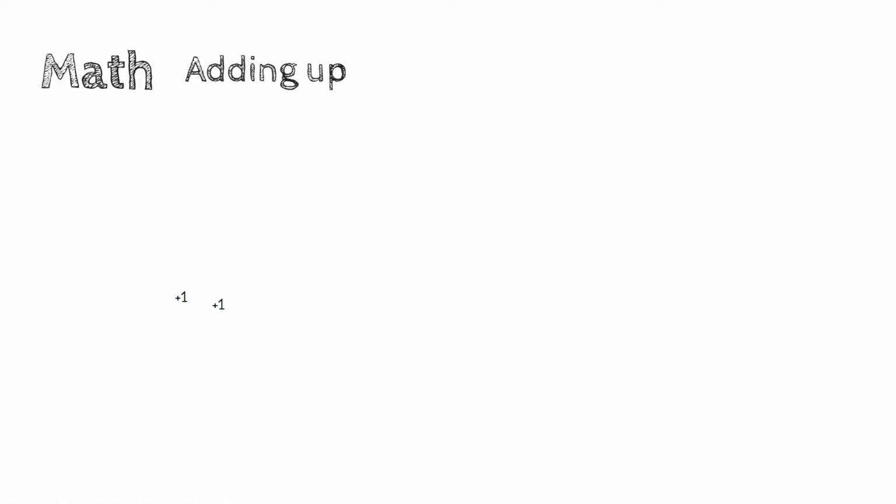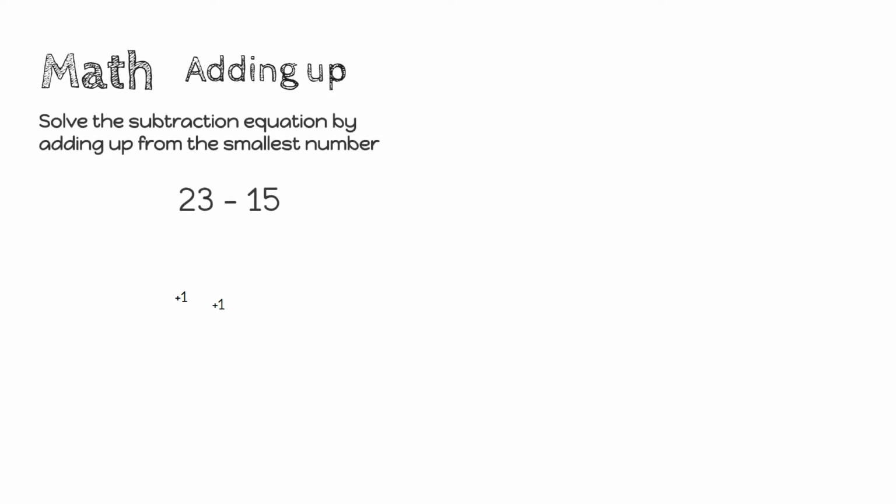Now, there's different ways that we can subtract a number. We are going to talk about adding up and removal, two strategies we can use to subtract a number. We are going to work on adding up to subtract a number. So adding up means that we are starting from the smallest number and adding up until we get 23. The difference between 15 and 23, so what we add up in the middle, is our answer.